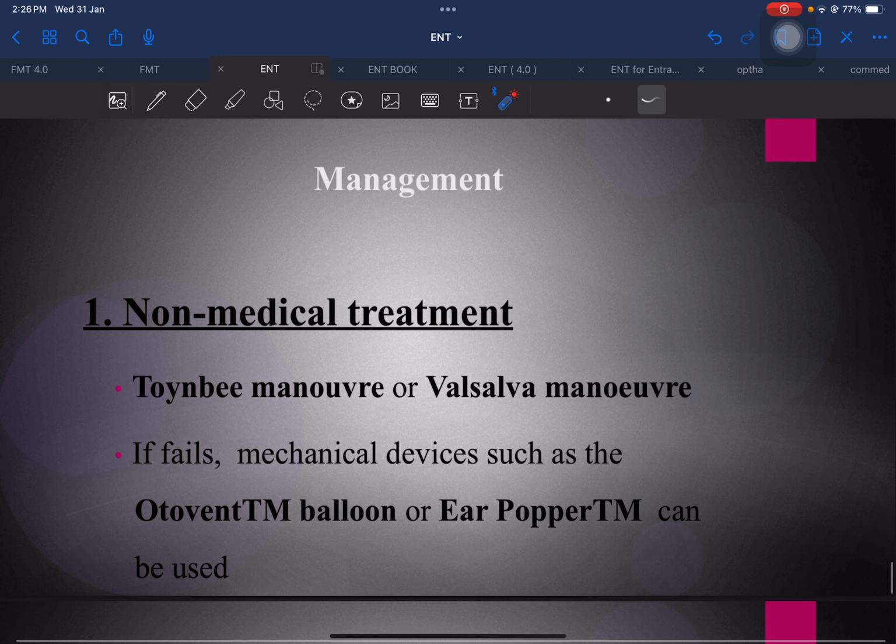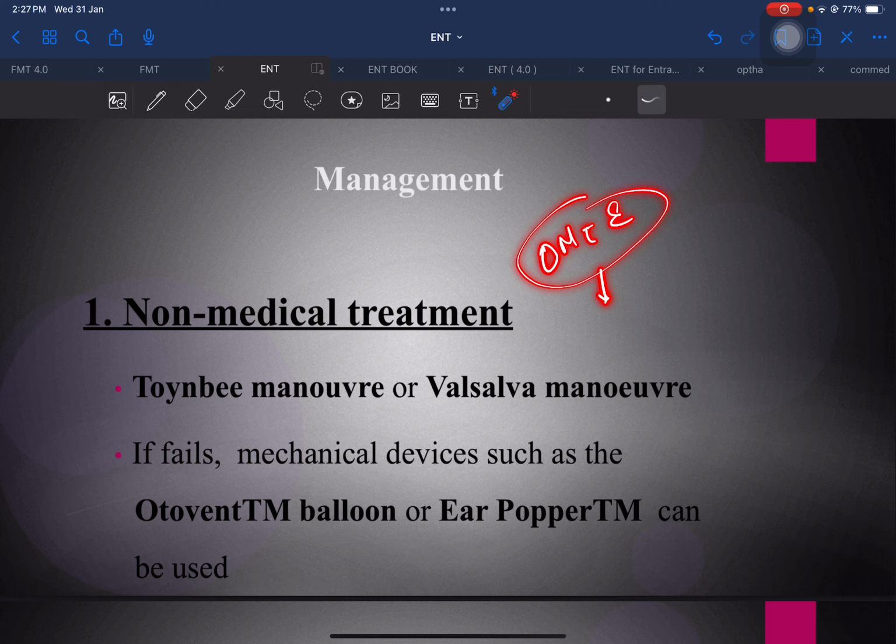As I'm already saying, we were giving medical treatment and general measures. After that we'll ask the patient to follow up within 3 months. Within 3 months maximum of the otitis media with effusion cases are resolved. Now if it persists for more than 3 months, then we have one criteria, and according to that criteria we are going to do myringotomy.